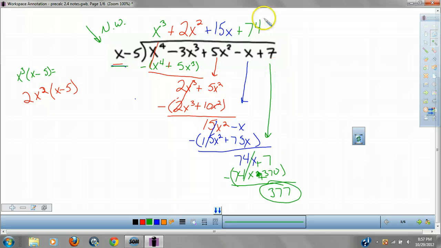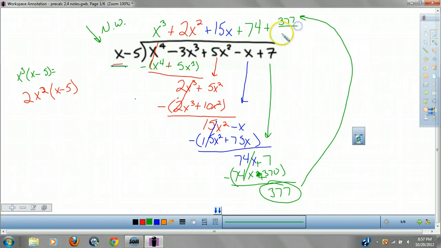So do you know what we do with that guy? We take it for a stroll. A little walk up here. So it's going to be 377 over x minus 5. Where do we get the x minus 5? Well, this guy's going to take a little stroll over here, right? Denominator still denominator. And there we go.